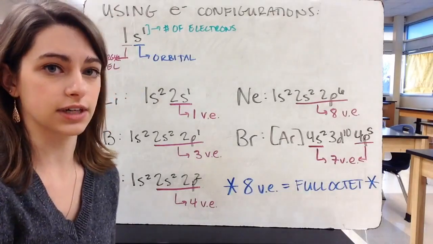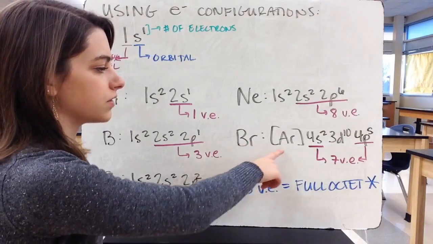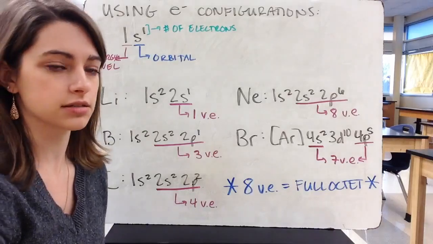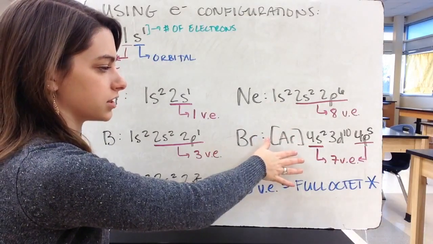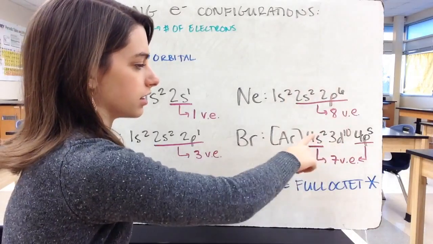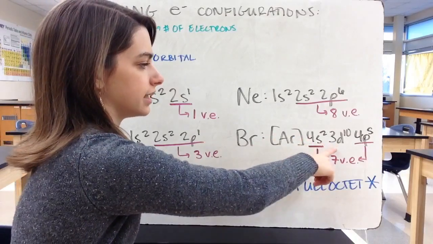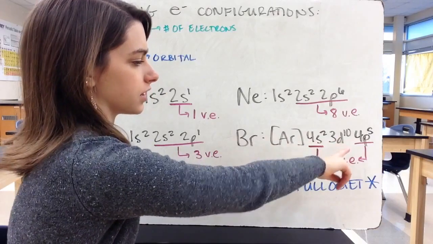So let's pick a different example, something that's not in the second energy level. Let's look at bromine. I've used bromine's shortened electron configuration, mostly because of space. So argon's in brackets, so it has the same electron configuration as argon. And then we're going to keep adding on. So then to get over to bromine, it's 4s2, 3d10, 4p5. That's where bromine lives on the periodic table.